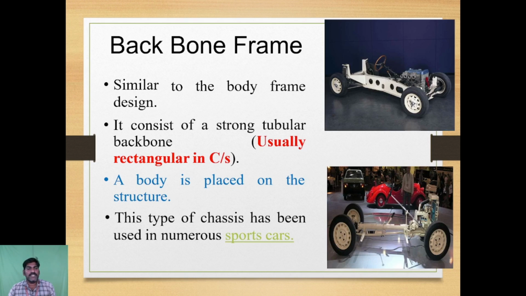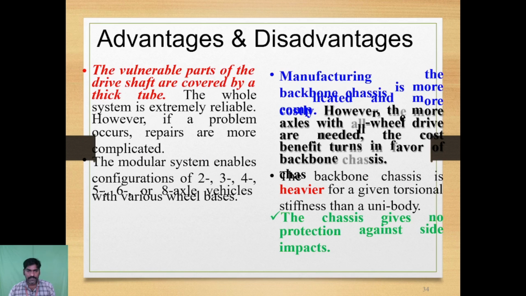Backbone frame, similar to the body frame design. Second one, it consists of a strong tubular backbone, usually rectangular in cross section. Third one, a body is placed on the structure. Fourth one, this type of chassis has been used in numerous sports cars.